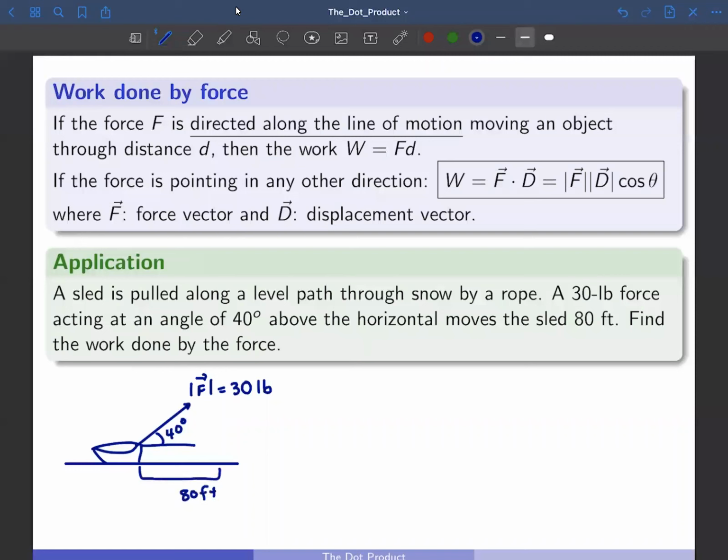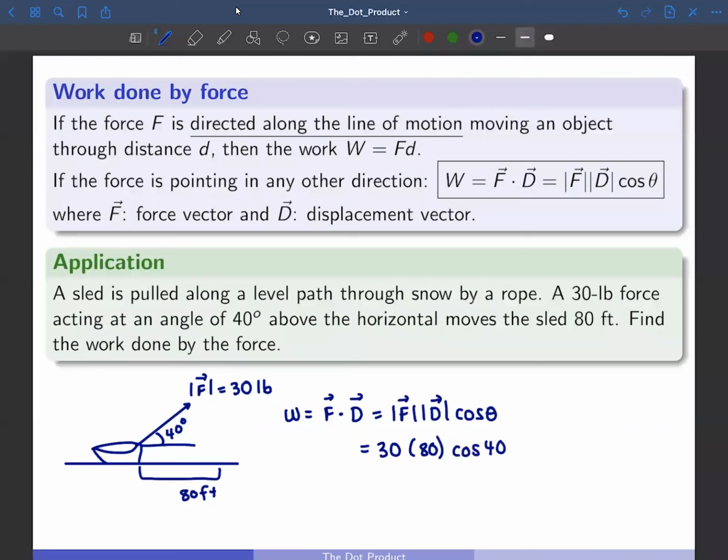In this case, the work done by the force will be equal to the dot product between the force vector and the displacement vector, and that is equal to the magnitude of the force vector times the magnitude of the displacement vector times the cosine of the angle theta. The magnitude of the force is 30 pounds, times the magnitude of the displacement, which is 80 feet, times the cosine of theta, which is 40 degrees.